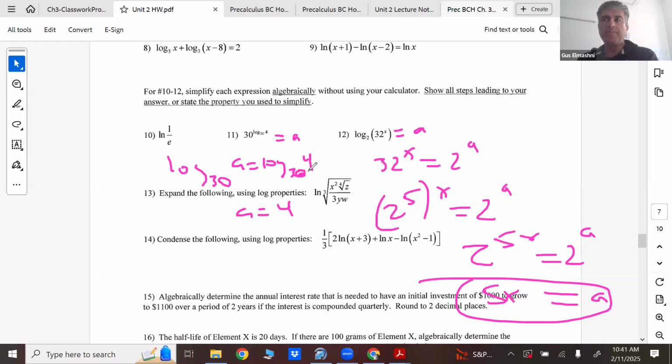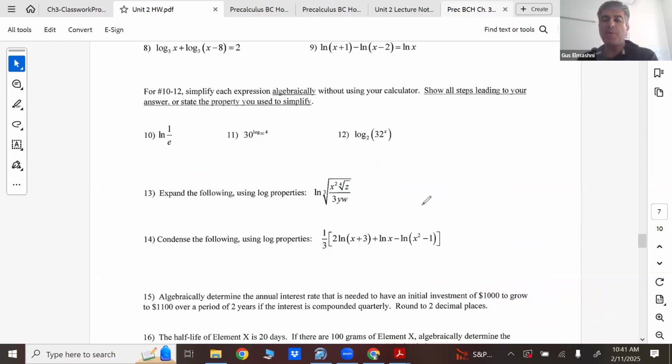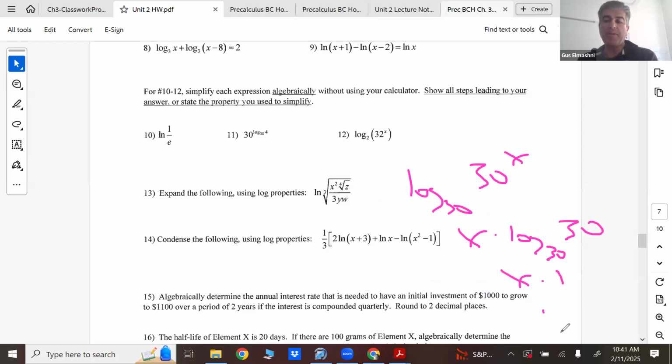But to be able to show that, an easier one would be what if I have log base 30 of 30 to the x power? Then of course move the x to the front. That's using a property, right? Actually, that would be a better way of going about it, and that's x times 1. That's x. But I still want to see that. I don't want just x. I need to see some work.